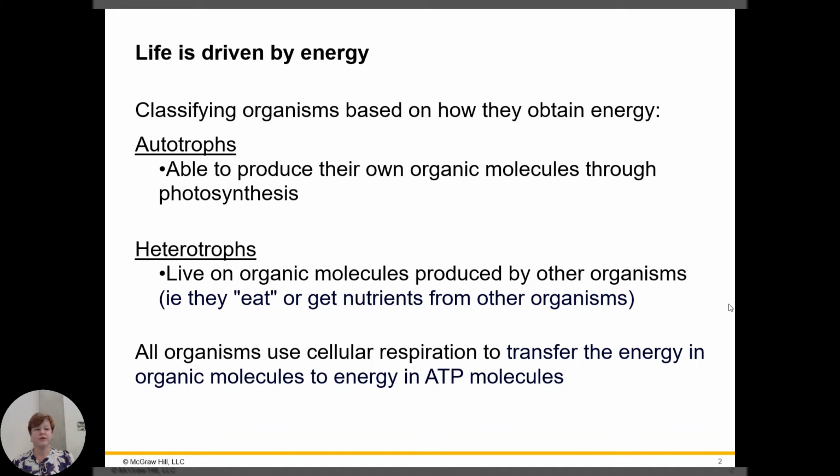But all organisms, whether they're autotrophs or heterotrophs, use a process called cellular respiration. So it's a metabolic pathway, which you'll remember involves a series of enzymes acting in a sequence to ultimately transfer the energy from the bonds of organic compounds. Remember, covalent bonds are potential energy. It is transferred into the covalent bonds of a different molecule called ATP, so also a type of potential energy. And so that's what cellular respiration is at the fundamental cellular level.